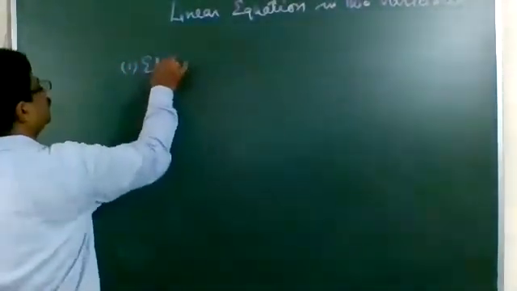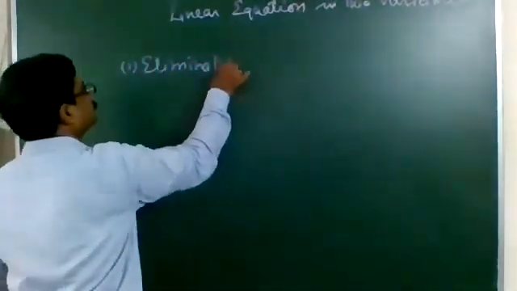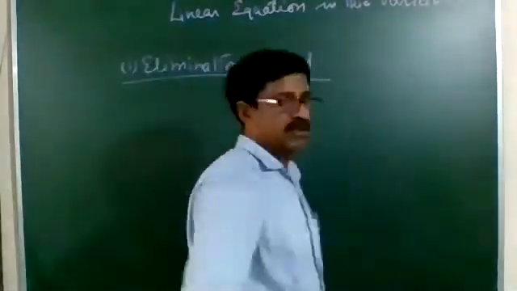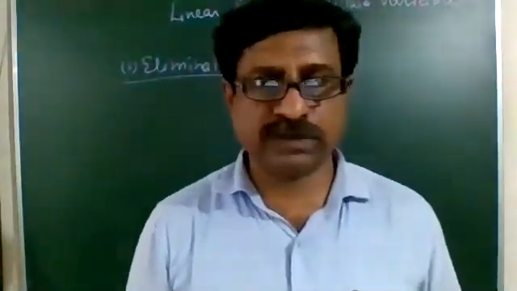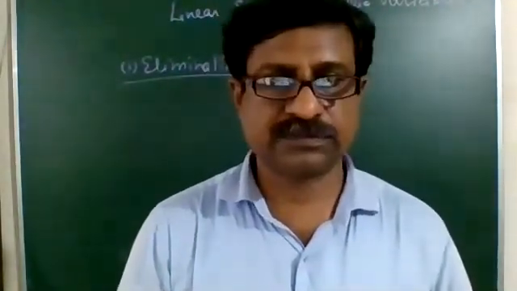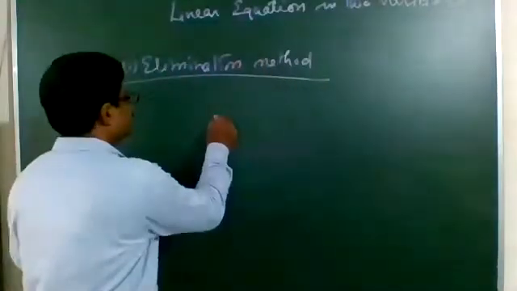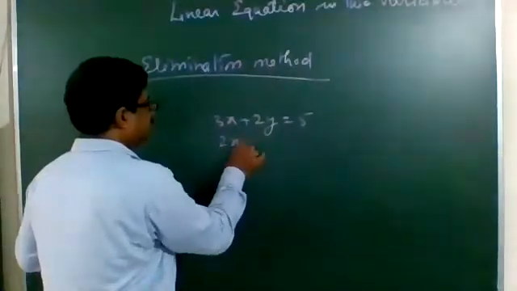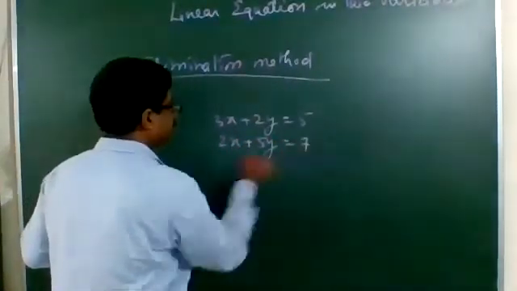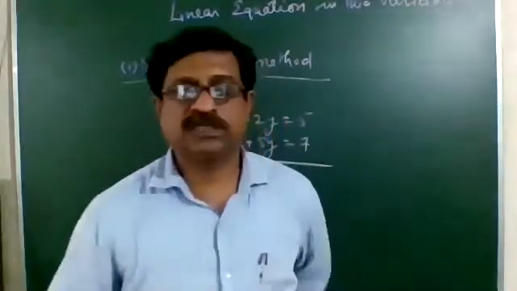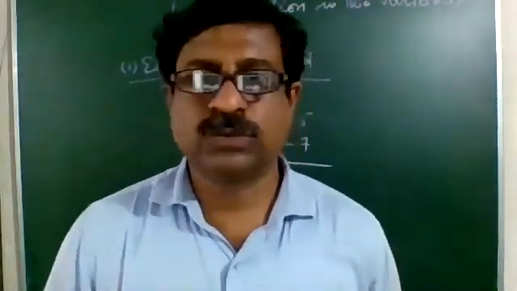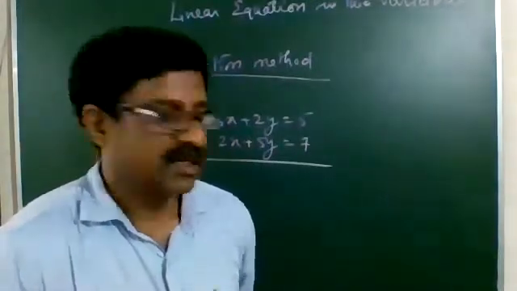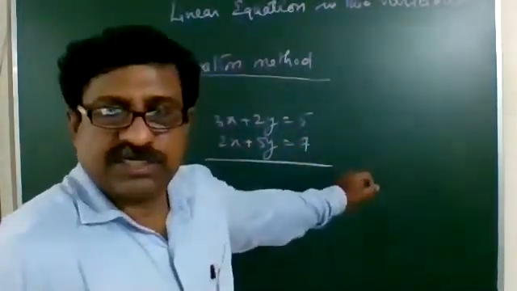By the elimination method. Linear equation in two variables by the elimination method. Suppose I am writing 3x plus 2y equal to 5 and 2x plus 5y equal to 7. These are the two equations we are trying to solve by the elimination method.